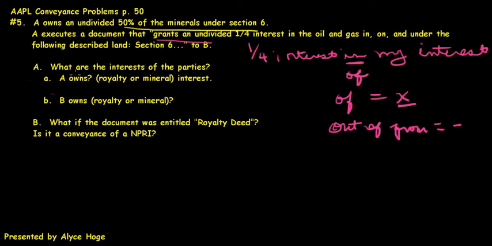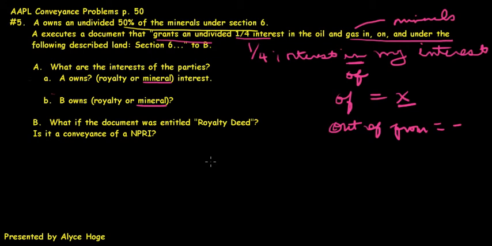So how does this work? Well, if A is granting an undivided 1/4 interest in oil and gas in, on, and under, just like we said before, that's going to be a mineral interest. That's not produced and saved, which would make it a royalty interest. So it says in, on, and under. So what are the interests of the parties? A owns a mineral interest, and B is going to own a mineral interest. So let's look at what that interest is.